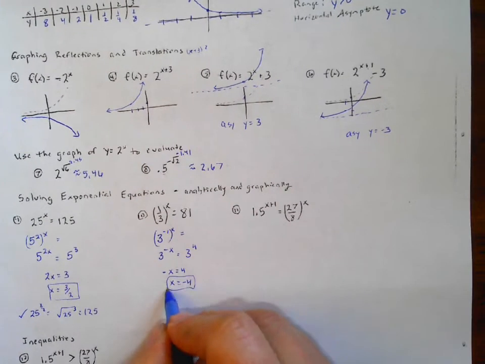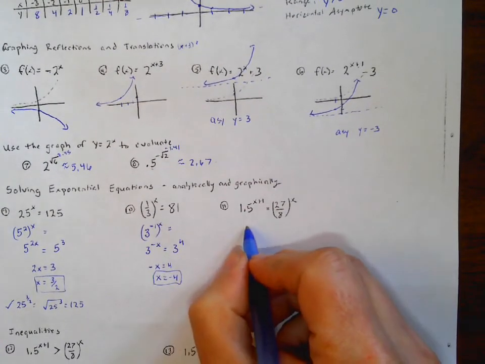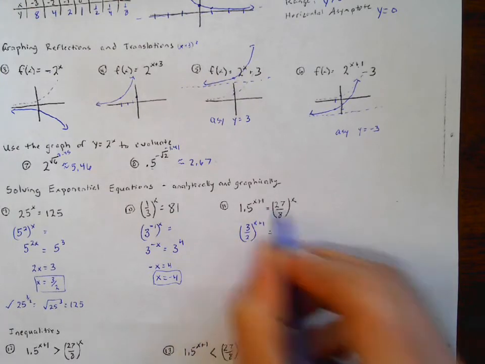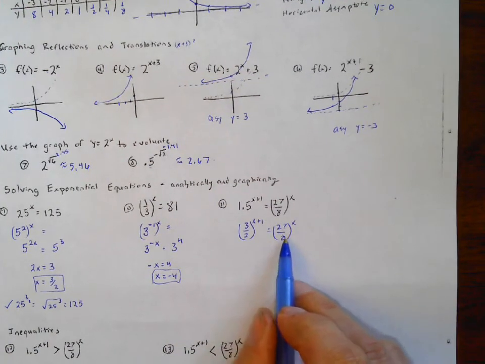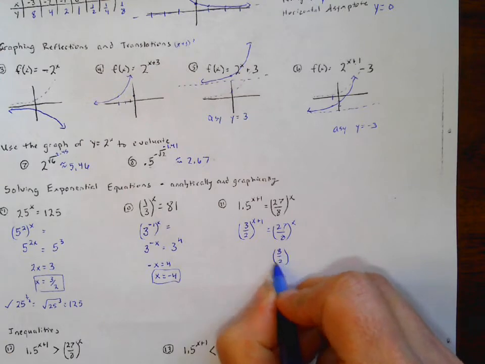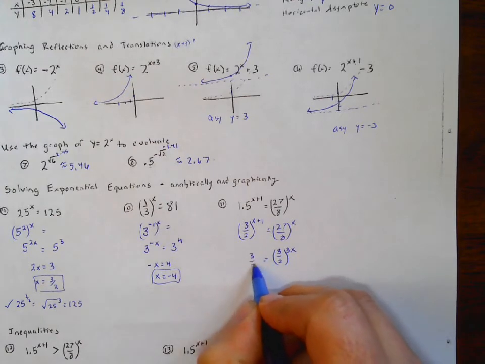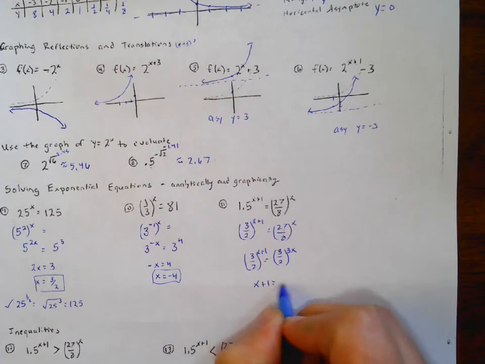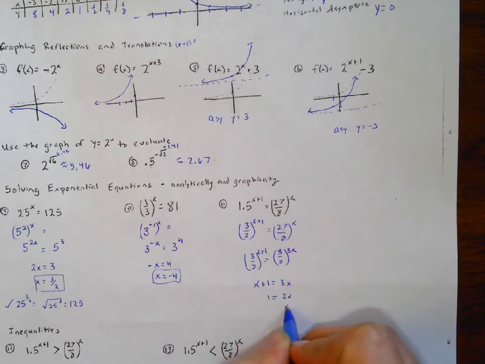Once again, you could take it and plug it in there and make sure it works. With this one, this would be 3 over 2 to the x plus 1. I notice that if we take this cubed and this cubed, so if I take 3 over 2 cubed, that's 27 over 8. Now I have the same bases, so I can say that x plus 1 is equal to 3x. And I can subtract that over and divide, I get x is 1/2.